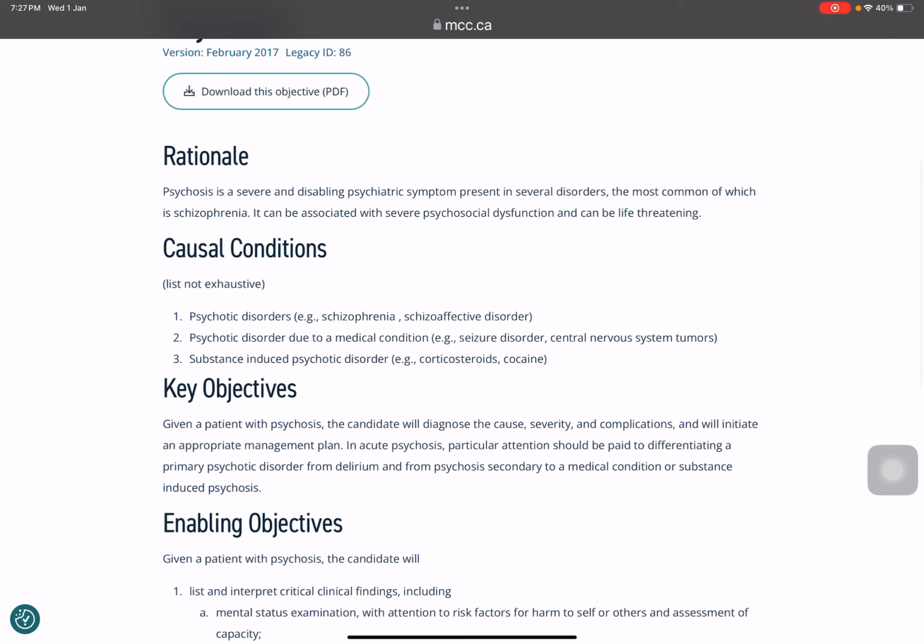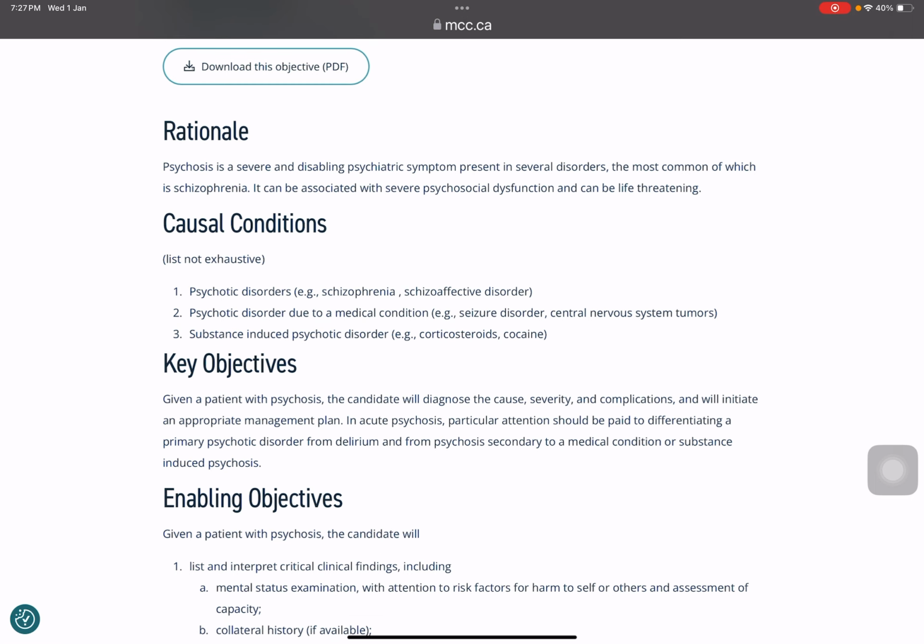So, what are the causes? Psychotic disorders: schizophrenia, schizoaffective disorder; psychotic disorders due to medical conditions like seizure disorders and central nervous system tumors; and substance induced psychotic disorders like corticosteroids and cocaine. So, these are the three major causes of psychosis. One is psychotic disorders, the other is due to medical conditions like seizures and central nervous system tumors, and the third is substance induced, like cocaine and steroids. These are the three major ones that you have to remember.